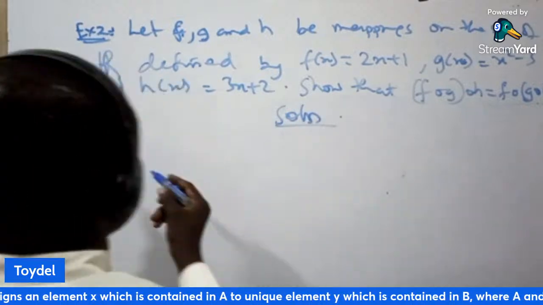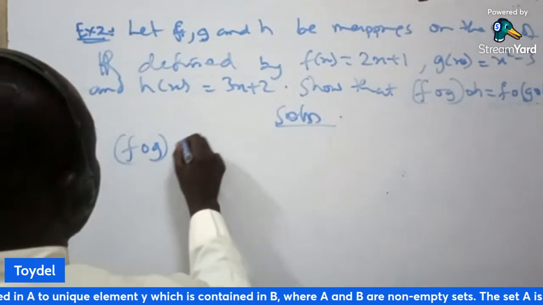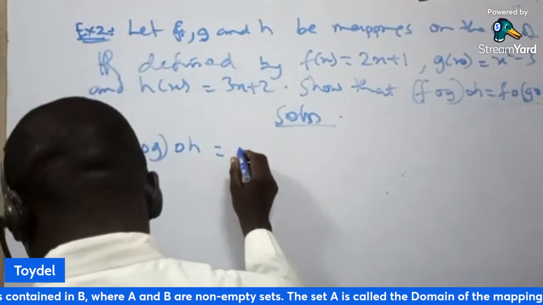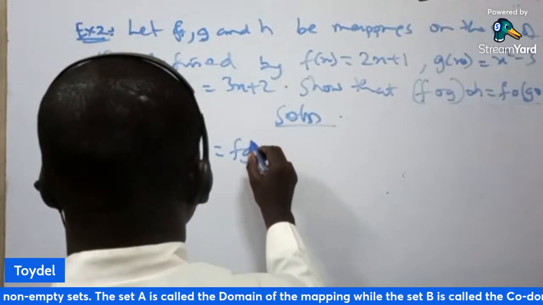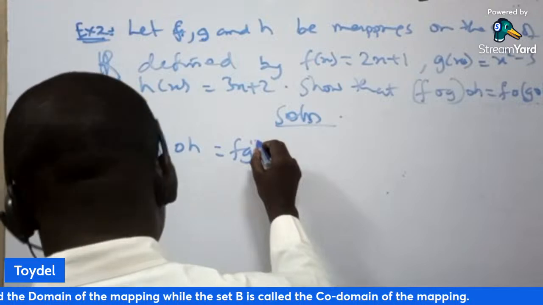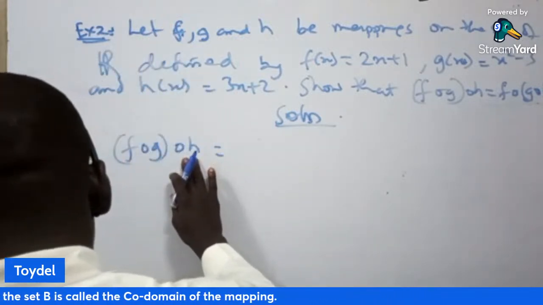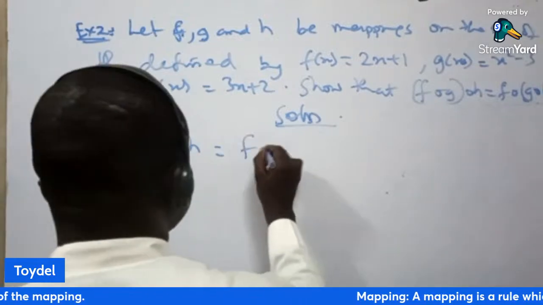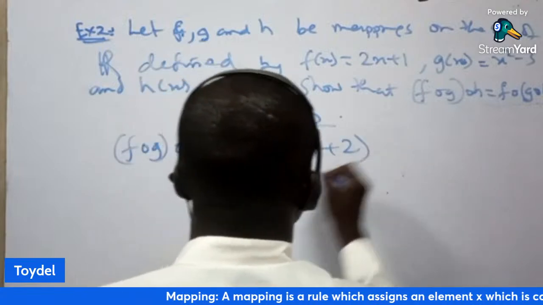So let's try this out, where we have f of g into brackets of h. Then what do we get here? In this case now, it's same thing as saying fg. We first want to take h. We first want to establish the fact. We say fg. Then what is h? H is defined as what? 3x plus 2. That's what we get.